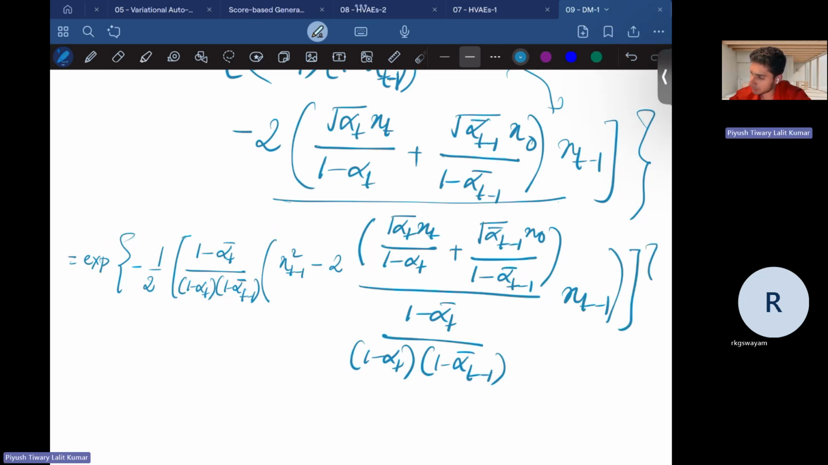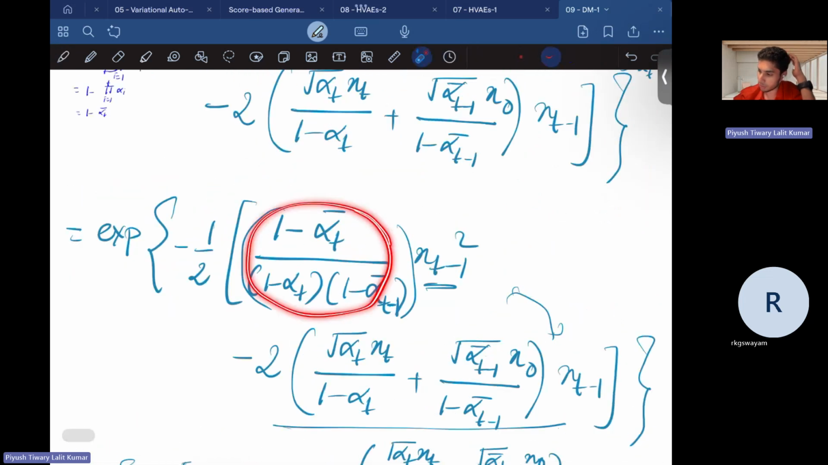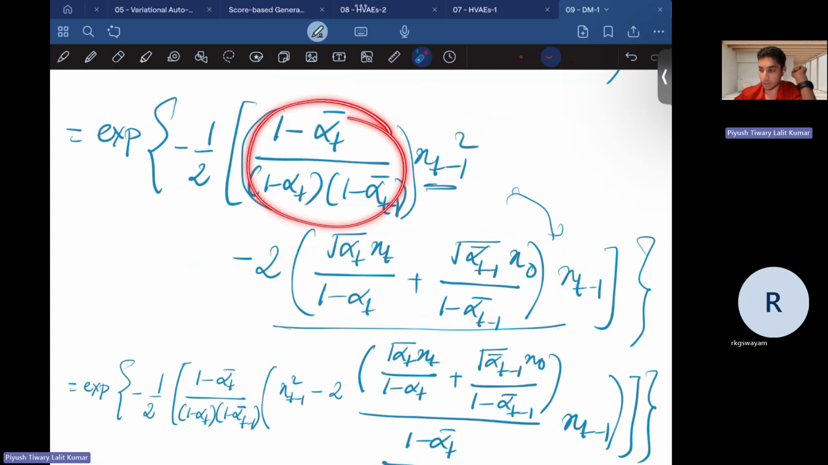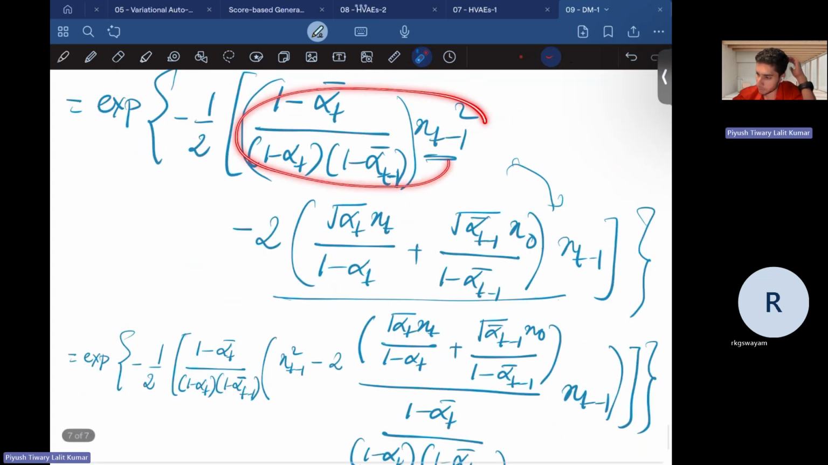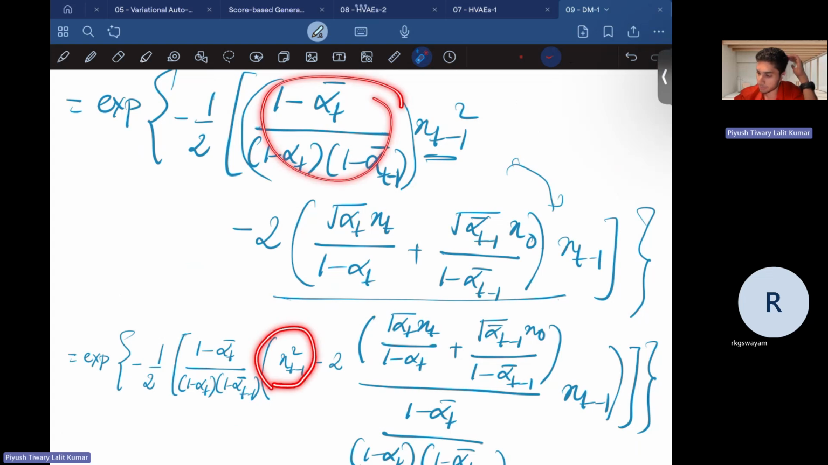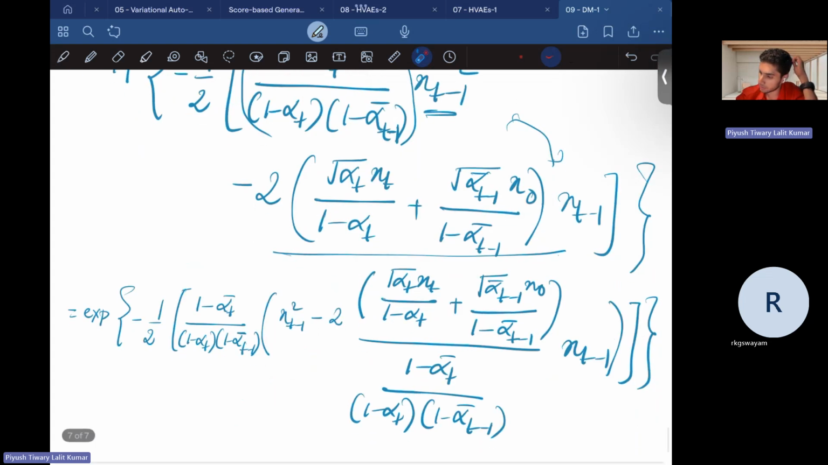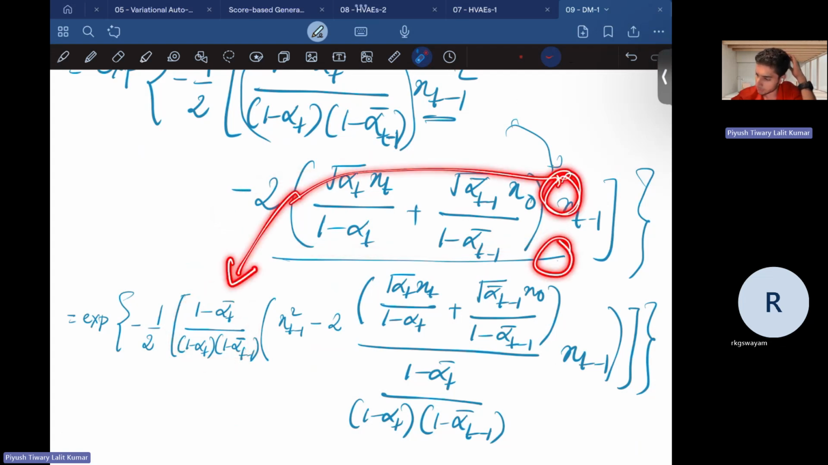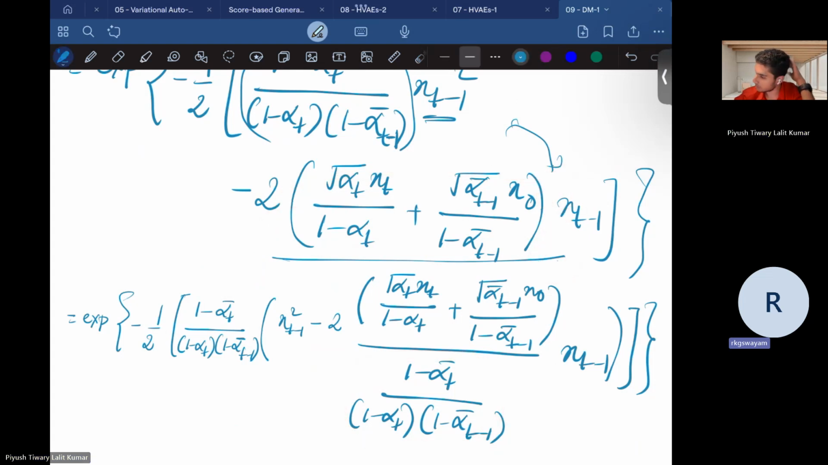Is this clear, what I have done here? I took this term common out of both the things. There are two terms, this term and this term, and I took this factor common. Since the first term already had this factor, just xt minus 1 square remains. However, to take this thing common out of the second term, I need to multiply and divide it by the same thing. So the numerator will come out here, and the denominator will remain as it is. Is that fine? Yes, this seems to be correct.